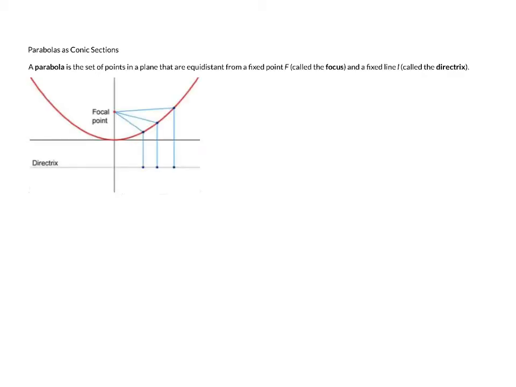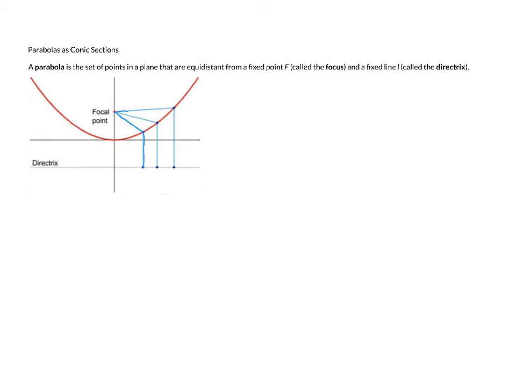A parabola is the set of points in a plane that are equidistant from a fixed point F, called the focus, and a fixed line L, called the directrix. And we can see that in our example here. We have our example parabola, and we have the focus or focal point drawn in, and then also the directrix. And if you look at any point on the parabola itself, the distance between that point and the focal point is equal to the distance that we need to go down from that point to the directrix.